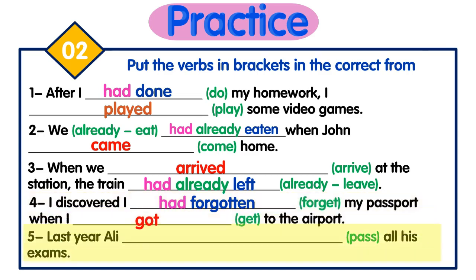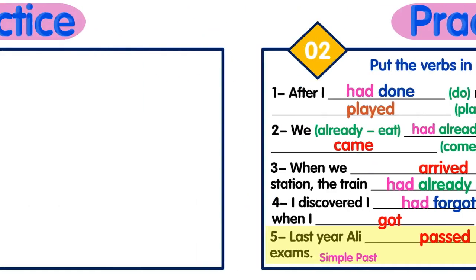The last sentence. Last year, Ali passed all his exams. In this sentence, we have last year. So automatically speaking, we're talking about the past. So we're going to use the verb in the simple past. And the simple past of the verb pass is passed. So the sentence is, last year, Ali passed all his exams, which means he succeeded in all his exams.